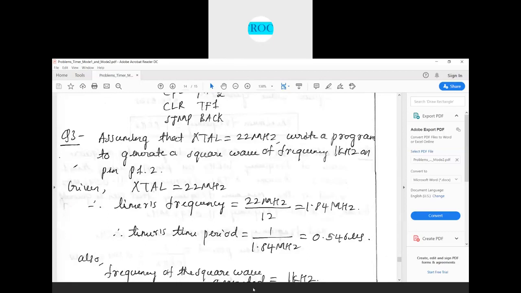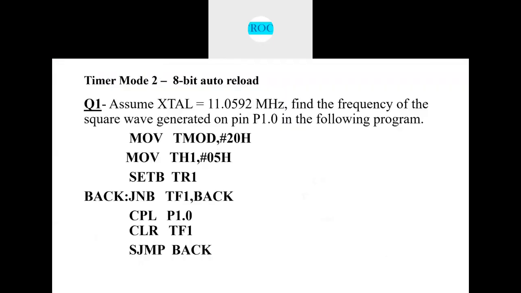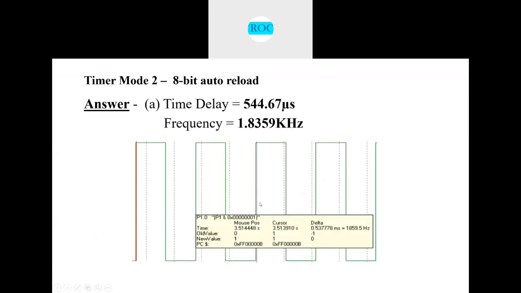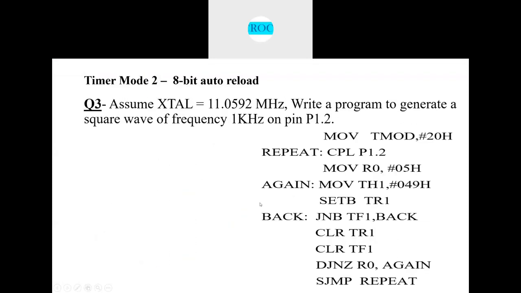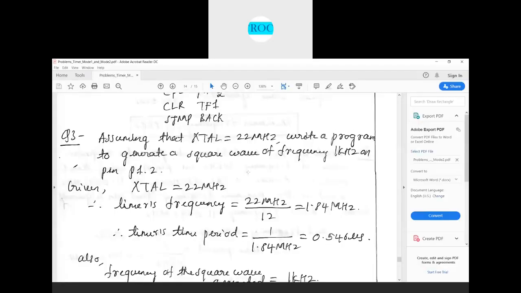Here, assume, I just want to make the changes here. Now here, in this problem I've taken 22 megahertz. Here the crystal frequency is 22 megahertz. Write a program to generate a square wave frequency of 1 kilohertz on pin P1.2 here.